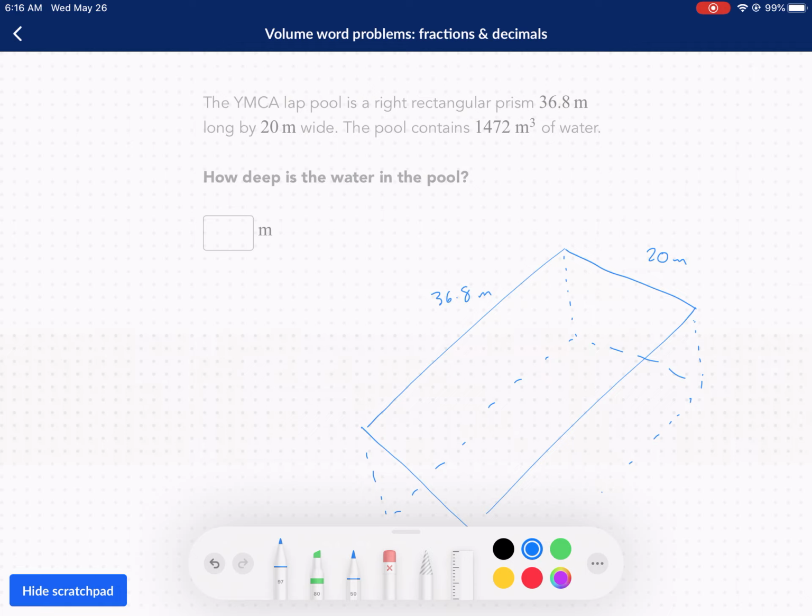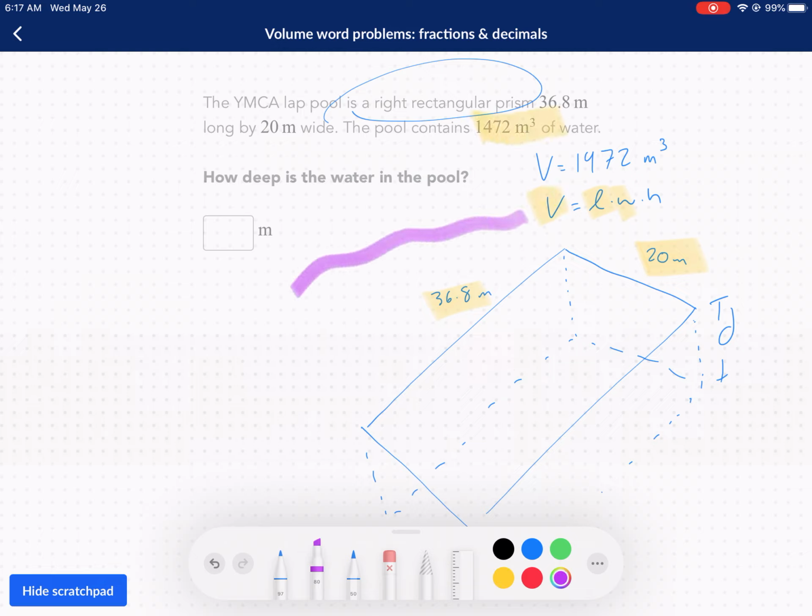So we don't know how deep the pool is, we'll call this D. But we know that the total volume equals 1472 meters cubed. We already know that's a rectangular prism, so that means it's length times width times height. So we know that we can substitute a few things here. We can substitute this for our length, we can substitute this for our width, and we can substitute this for our volume. So let's go ahead and show what that looks like.